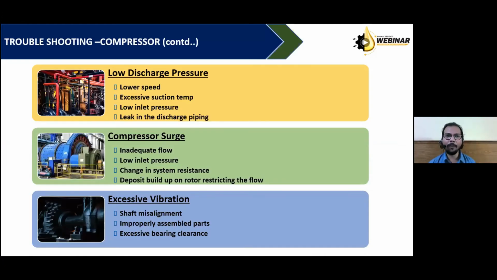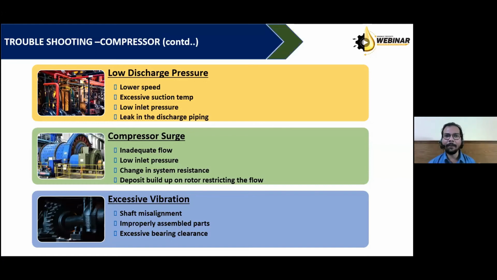One is low discharge pressure. When we talk about discharge pressure of a compressor, we know that pressure is proportional to the square of RPM, P proportional to N squared, as we call it. So any small change in the compressor speed will have a greater impact on the discharge pressure.